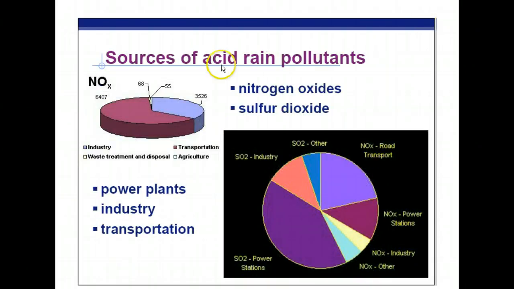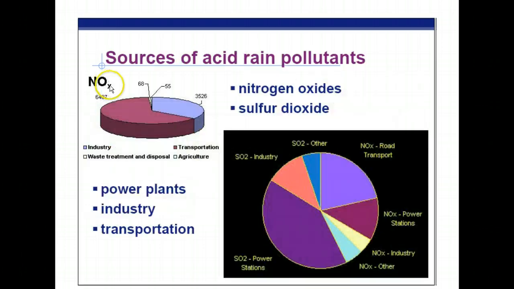All right, then we get into chapter 55 stuff, acid rain pollutants. There are two compounds that cause it, nitrogen oxides and sulfur dioxide. I think of it as "not sunny": nitrogen oxide, sulfur dioxide. These will cause acid rain, things like sulfuric acid when it mixes with water. Power plants, industry, and transportation, like burning fossil fuels in cars, tend to produce these compounds that cause acid rain.